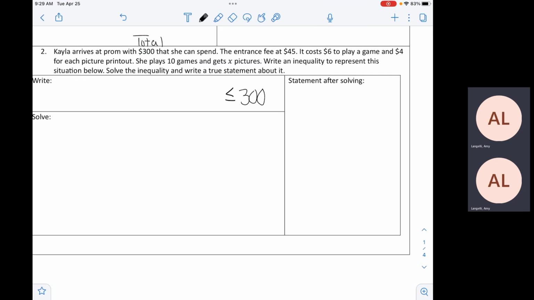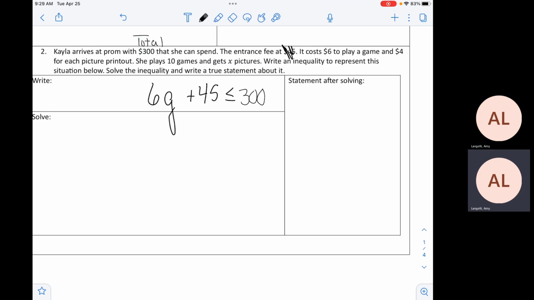Now, what is something that she has to spend no matter what? The money. What's the first number we see that she has to spend? 45. That's the number that goes in the back. And that's just a one-time fee, so it's just a positive 45 that she has to spend. Tell me something else she has to spend. And how do I do that? 6 times, what do you guys want game to be? X? I would actually not use X. Let's use G for game.